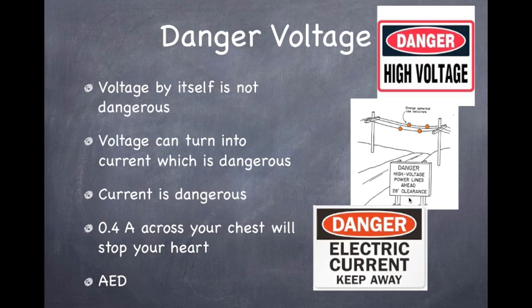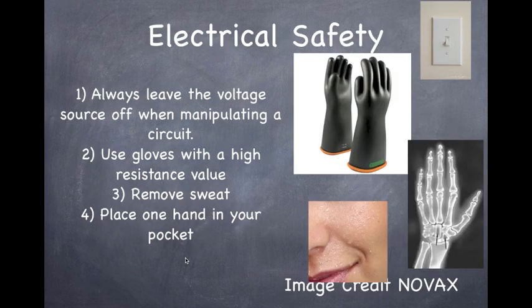So current is very dangerous, and we'll talk about current in the next unit, but a 0.4 amp current across your chest can stop your heart or start your heart. That's what an AED device does. So voltage in and of itself is not dangerous, but you still need to adhere to the warnings because voltage generally turns into current.